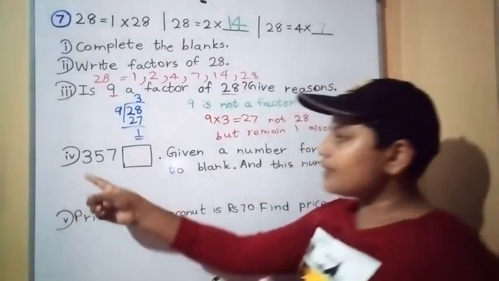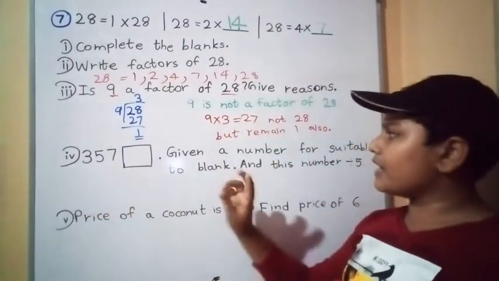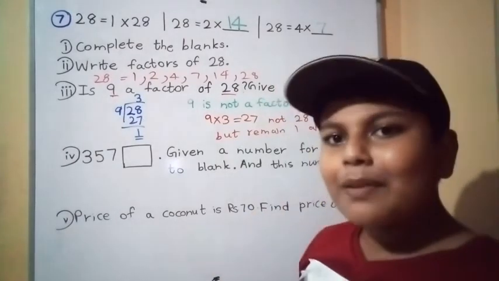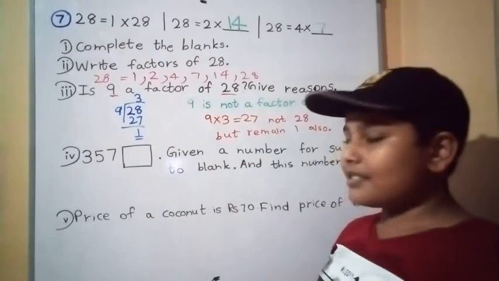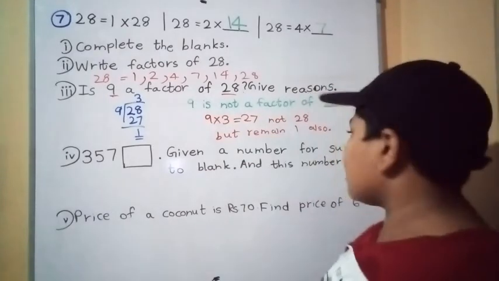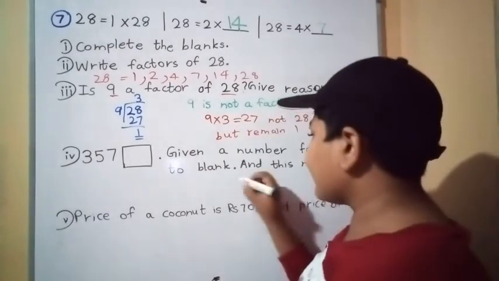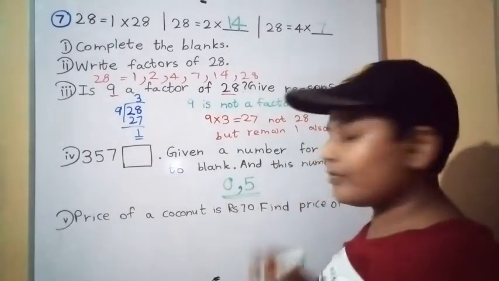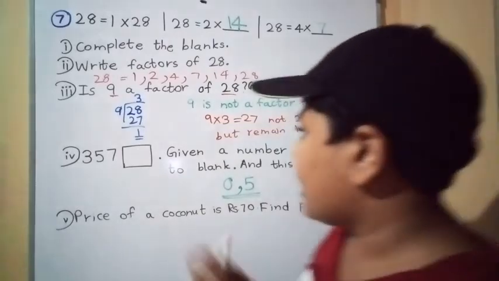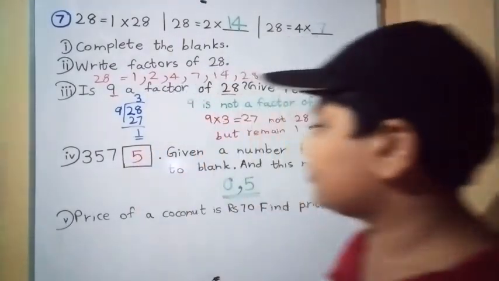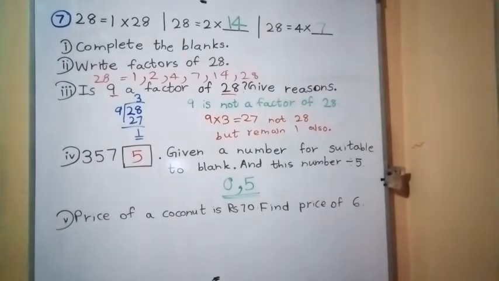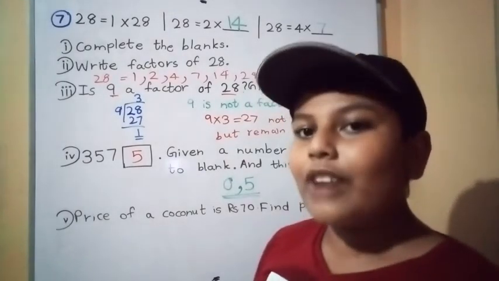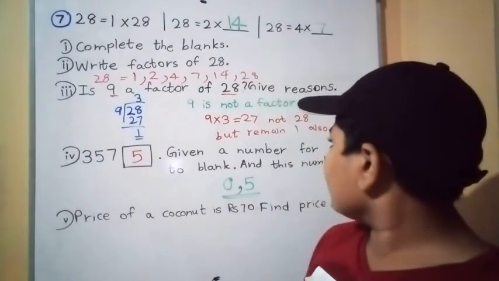Alright, the fourth one: 357 blank. Give a suitable number for the blank so that this number is divisible by 5. Now, divisible by 5 means you can get 0 and 5 only. I get 5, because divisible by 5 means you can get 0 and 5.